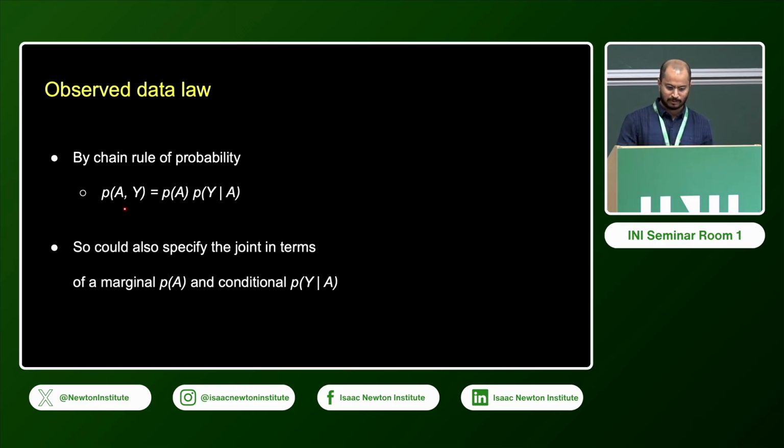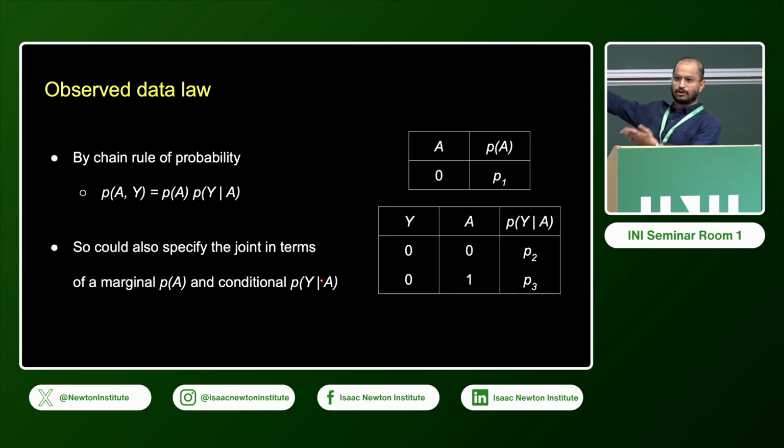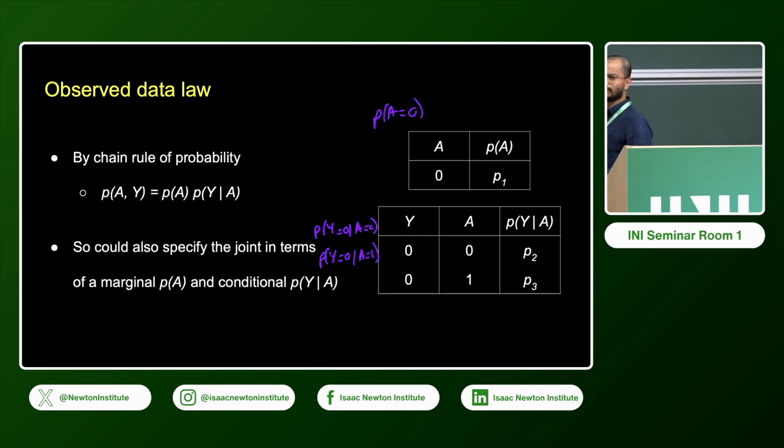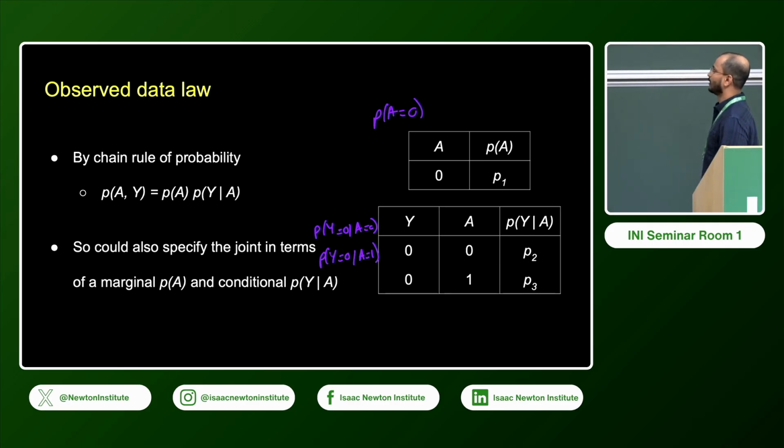Okay, I could also parameterize this in a different way. By the chain rule of probability, this is equal to P of A times P of Y given A. So we can also specify this joint distribution in terms of the marginal P of A and a conditional P of Y given A. And here's what those two probability tables would look like. So I have the probability that A is equal to 0, and then I specify a probability that Y is equal to 0 given A is 0, and a probability that Y is 0 given A is equal to 1. And this is maybe the more natural parameterization that you all are more familiar with.